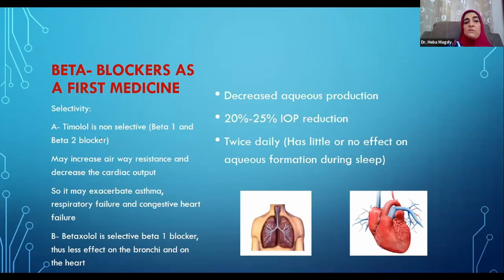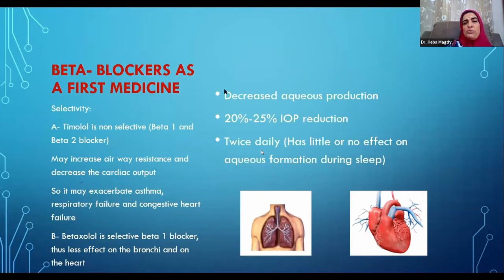The beta blockers as first medication, we have the problem of the selectivity. Timolol is the non-selective beta blocker. It may increase the airway resistance and decrease the cardiac output, so it may exacerbate asthma and congestive heart failure. Here comes the betaxolol, which is the selective beta 1 blocker and has less effect on the bronchi and the heart. Beta blockers in general decrease the aqueous humor production and they reduce the intraocular pressure by up to 25%, and they are used twice daily.